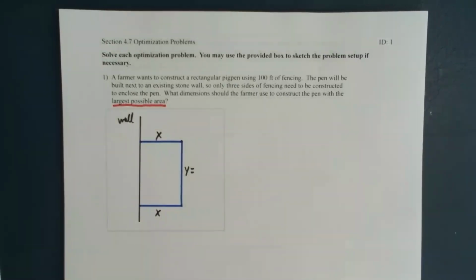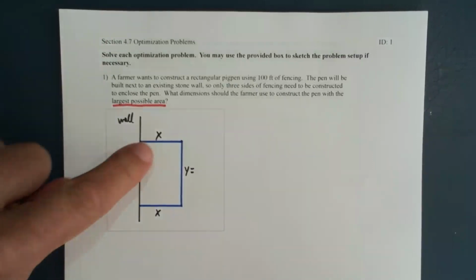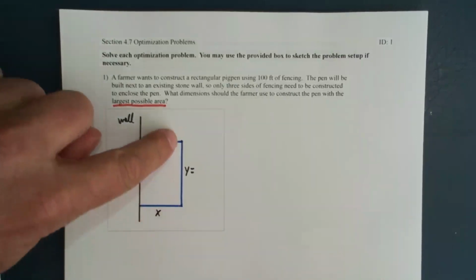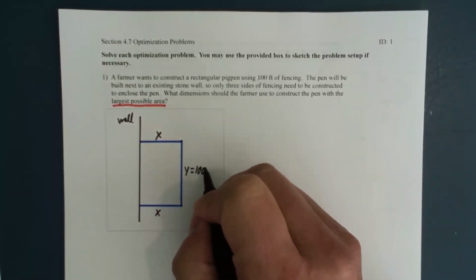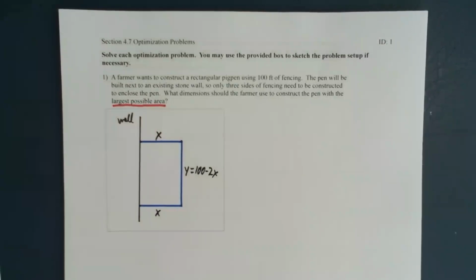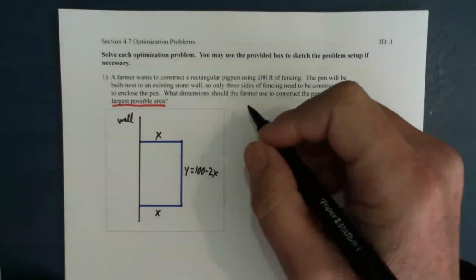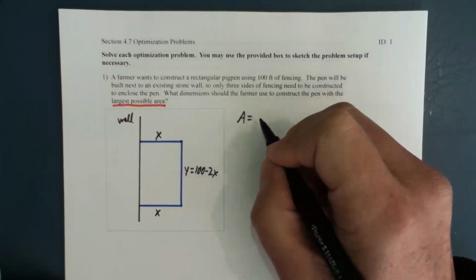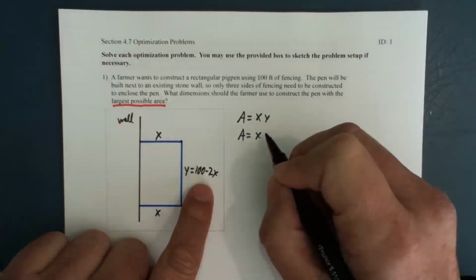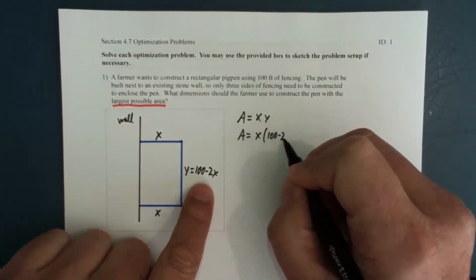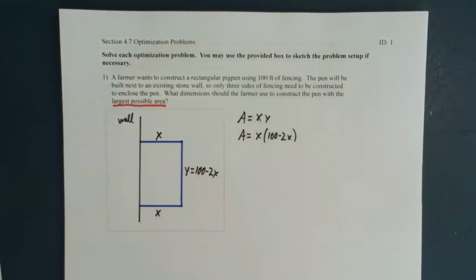But we know the total needs to be 100. So the remaining fence is going to be Y. So if I subtract off 2 of the X's, this is actually going to be 100 minus 2X. Which means the area of the rectangle is going to be X times Y. But we're now going to rewrite Y in terms of X. Those of you going on to 3rd semester calculus, there's actually a more efficient way of doing this that you'll learn, but you need a lot more calculus to be able to do that.